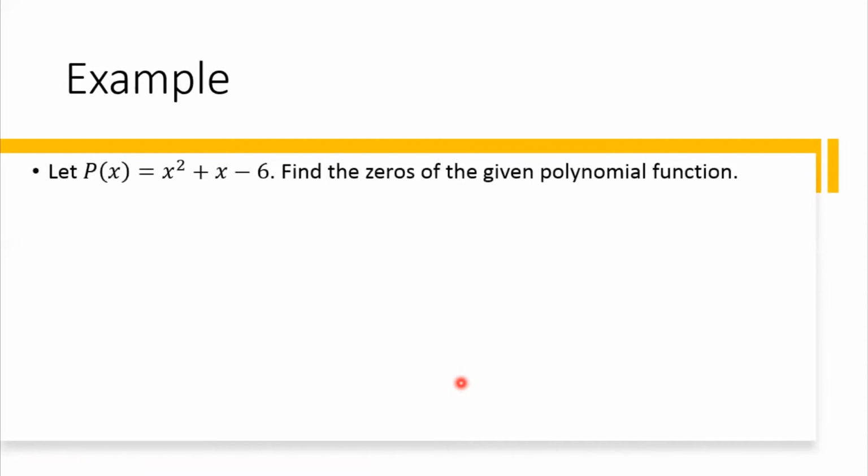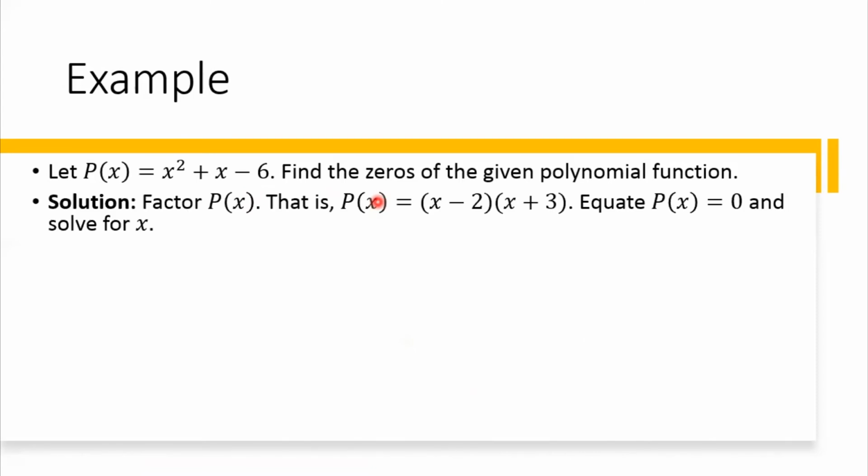So we have here an example. Let p of x is equal to x squared plus x minus 6. Find the zeros of the given polynomial function. So how can we find them? First, we have to factor this out. That is, p of x is equal to quantity x minus 2 times x plus 3. After factoring, we equate this to 0 first and solve for x.